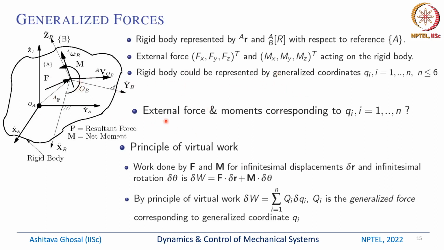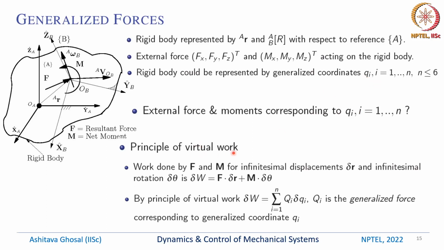So now we have these external forces given by Fx, Fy, Fz, and moments given by Mx, My, Mz. So this is with respect to the xyz position vector. Can we obtain a representation of these external forces and moments corresponding to this new set of coordinates qi, okay, which I have defined to represent this rigid body? And what are they? So that is the goal. We want to look at external forces and moments corresponding to these generalized coordinates qi.